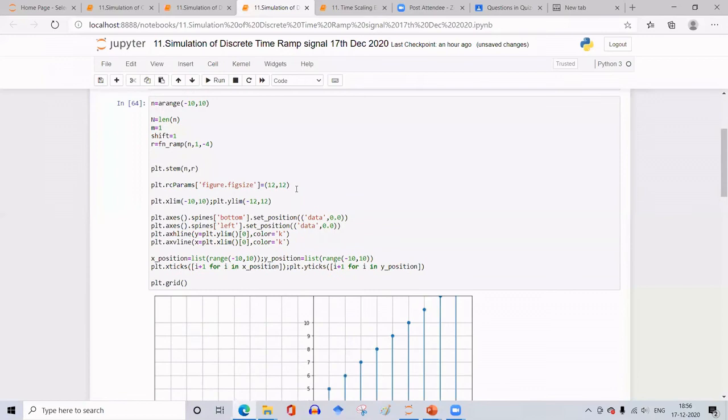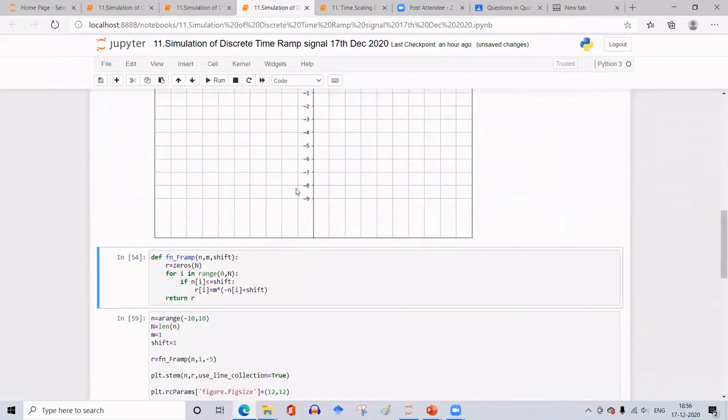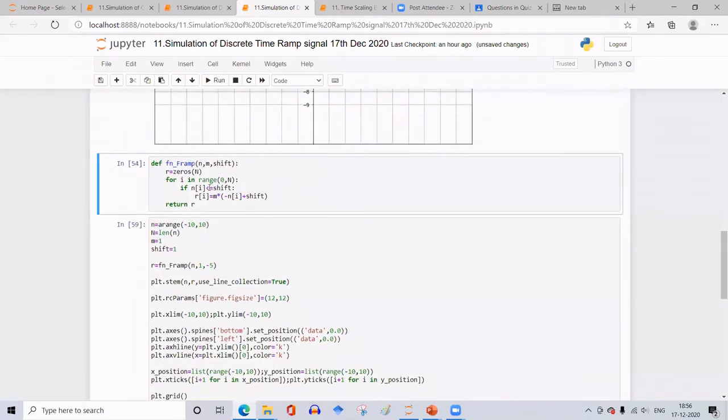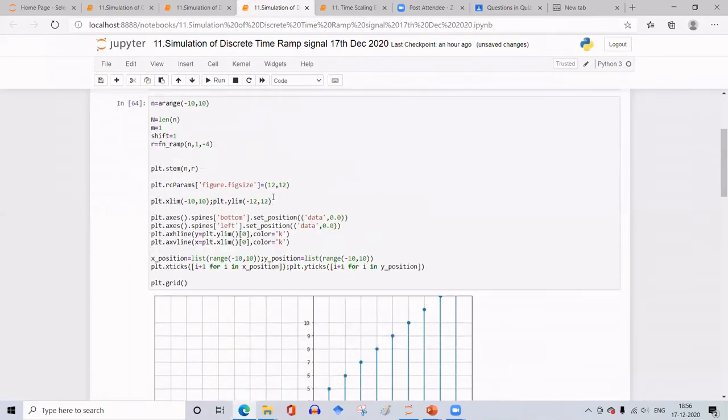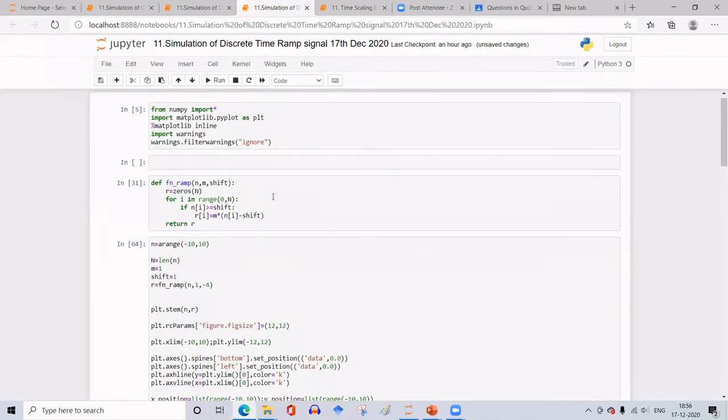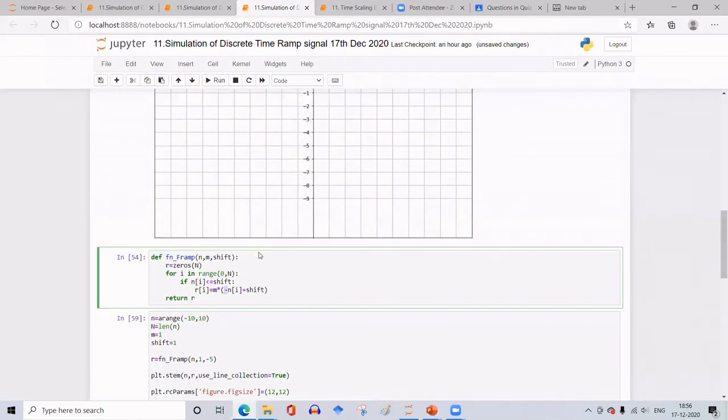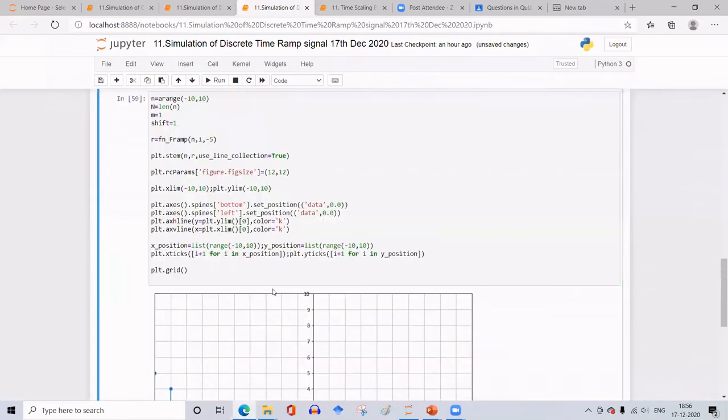And when you want to fold it, you just make the changes that instead of comparing with greater than or equal to shift, you make it less than or equal to shift. And also slope is equal to negative. So minus n of I plus shift. Followed? Here it was, I think this becomes plus. Okay. So let me run this. And the remaining things are all same.